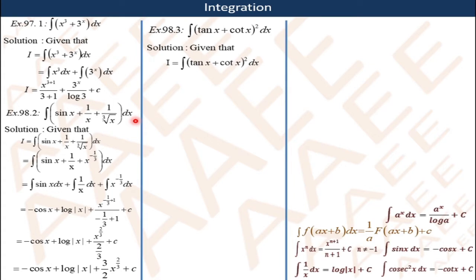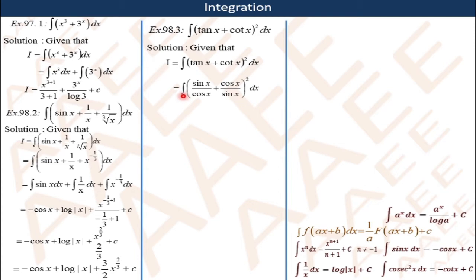Solution: given that I is equal to the integration of (tan x + cot x) squared dx. As we can't use any formula directly from the integration of standard functions, we are supposed to simplify it by applying trigonometric formulas. For that, tan x can be written as sin x upon cos x, and cot x can be written as cos x upon sin x.